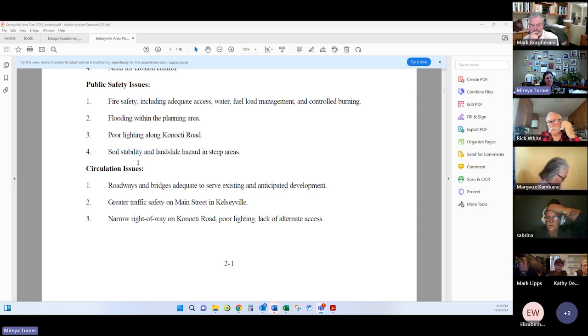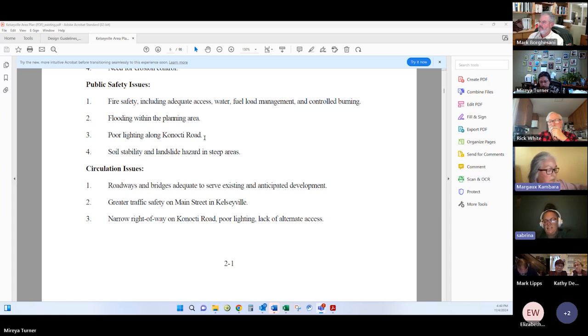Soil stability and landslide hazards in steep areas. Yeah. On the lighting issue, really quickly, Maria, I don't know if it's worthy of having it all the way pulled out from here. But I'm curious if there's some language around an assessment of where poor lighting exists, focusing on not just naming Canocti Road specifically. Cool. Yeah, that's a good one, because I could see us going for grants for an overall lighting assessment.